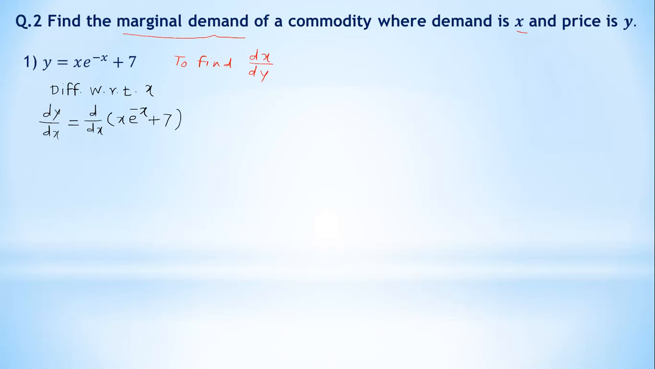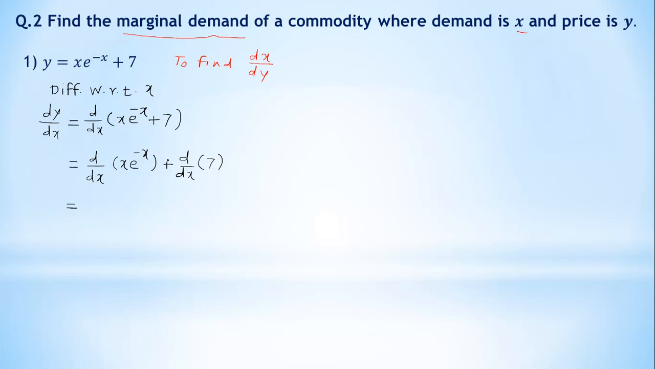Okay, see again. The given function is y is equal to x into e raised to minus x plus 7. And as per the question, we have to find dx by dy. But before that, we have to differentiate the given function with respect to x. So this is the procedure. We get dy by dx is equal to d by dx of x into e raised to minus x plus 7. So the next step will be d by dx of x into e raised to minus x plus d by dx of 7. Okay, see in detail.